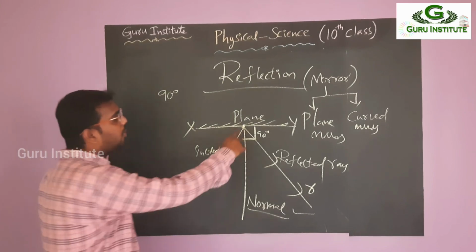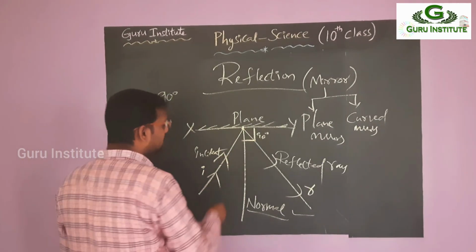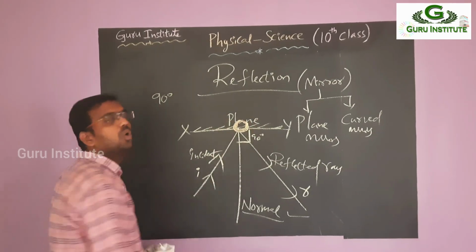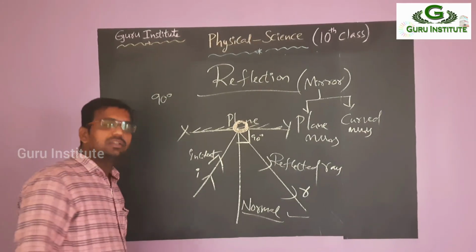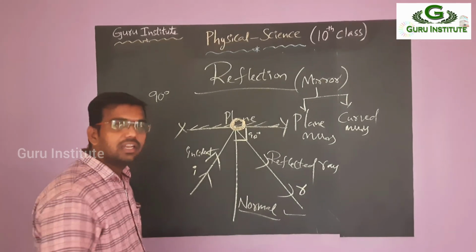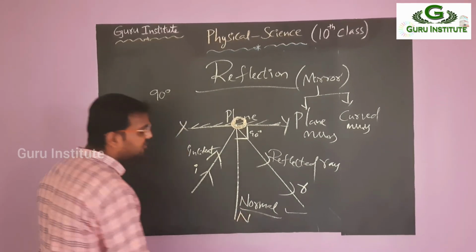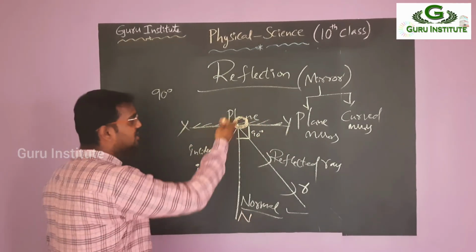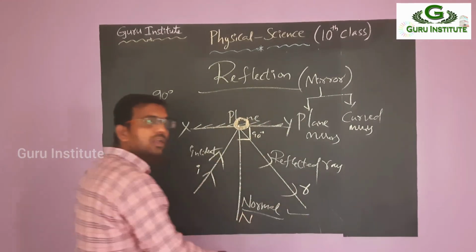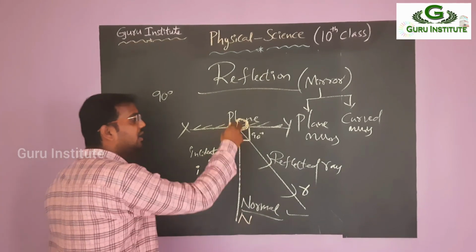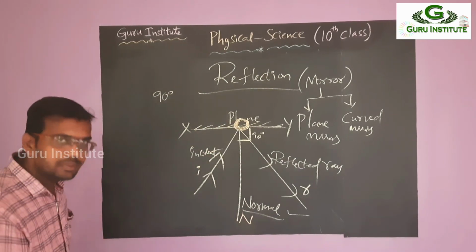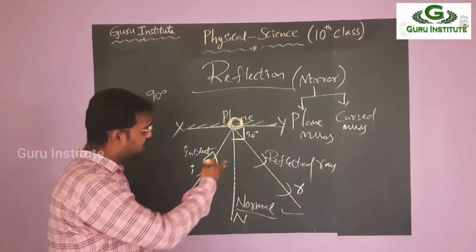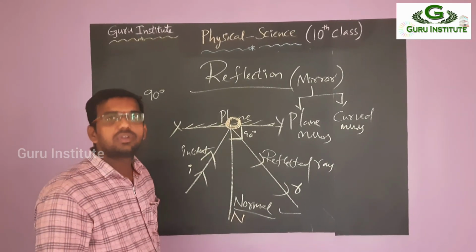Then the incident point is always shown by the letter O. A normal is indicated by the letter N. So simply this is the mirror. If a light ray falls on the mirror, it is returned back. If you draw a normal at this point, that point is called the incident point. So we are getting the picture like this. This is the basic picture of the reflection.